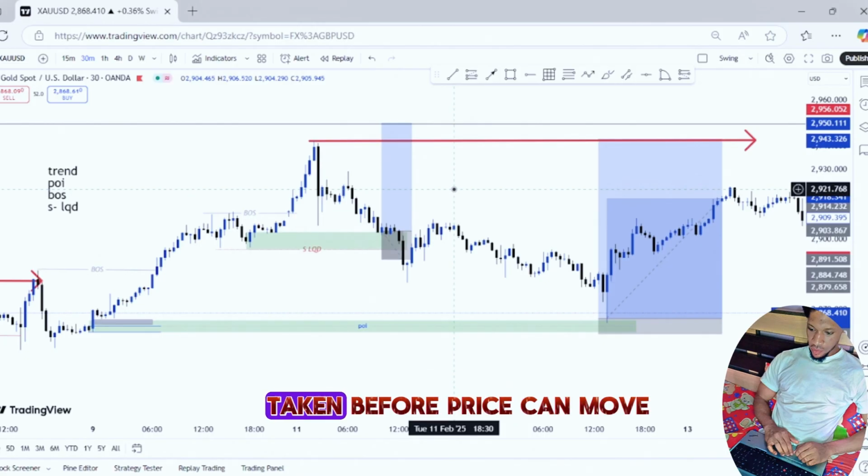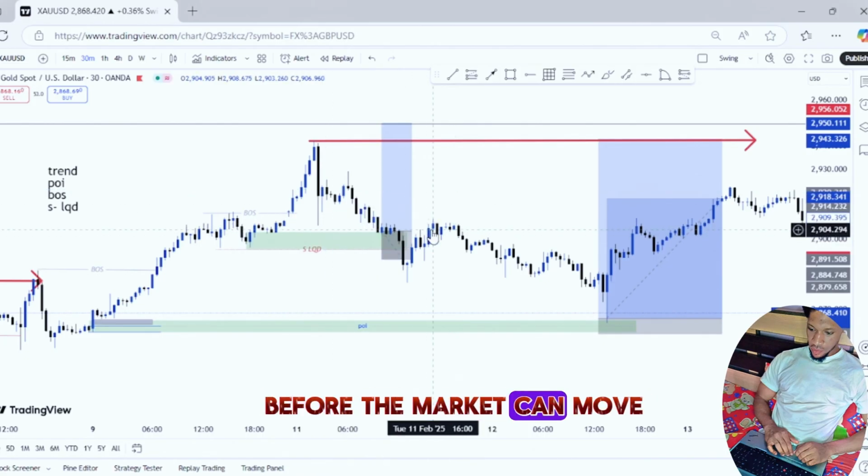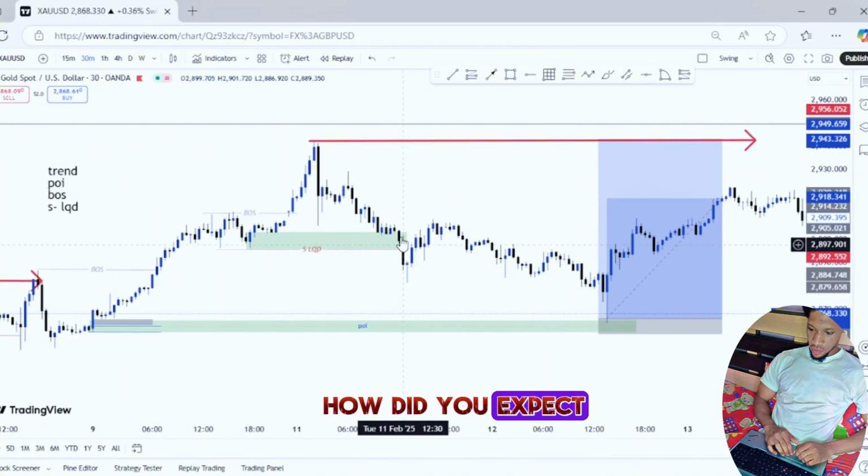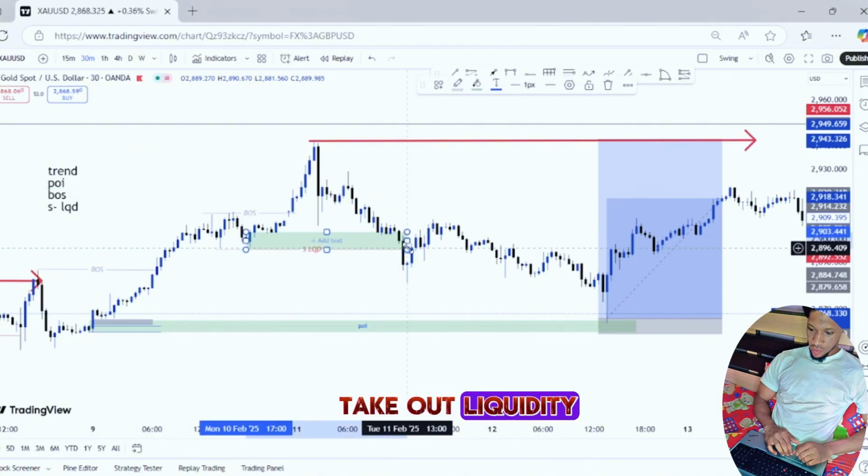Liquidity has to be taken before price can move, before the market can move. Just see liquidity like you bought a new car. You want to drive this car, but there's no fuel inside. How do you expect the car to move? How did you expect the market to move if it did not take out liquidity?